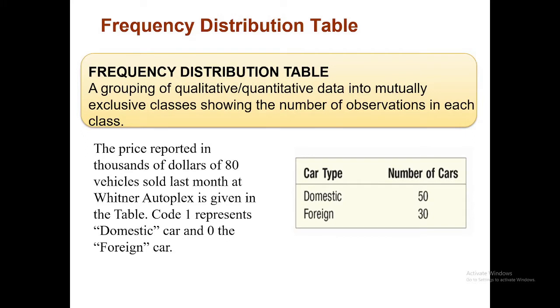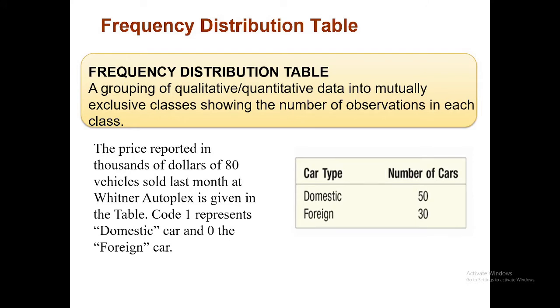Okay, just like what you see in the example. So we have here two types of cars, domestic and foreign. And there are 50 cars which are under domestic and 30 cars under foreign. So this is an example of a frequency distribution table. It talks about the frequency of the domestic cars and the frequency of the foreign cars. That is one example of a frequency distribution table.